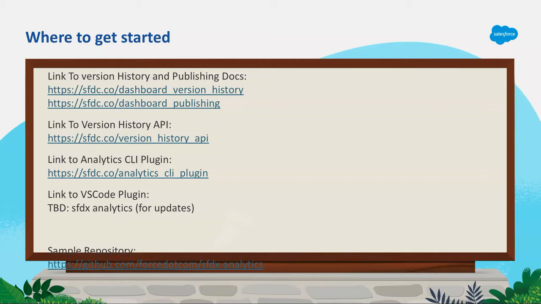Links to the CLI, and like I said, the VS Code plugin is TBD. But as Greg showed you, just type in SFDX Analytics. Am I not on the? No, oh, okay. Well, sorry. Just type in SFDX in VS Code, and it'll give you some updates there.